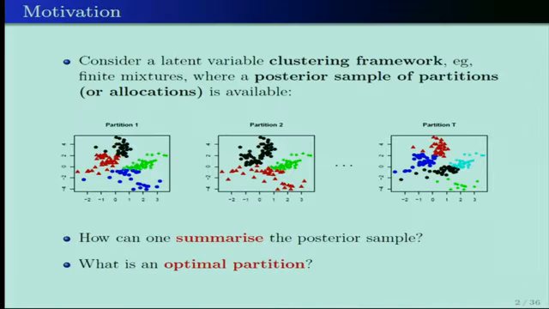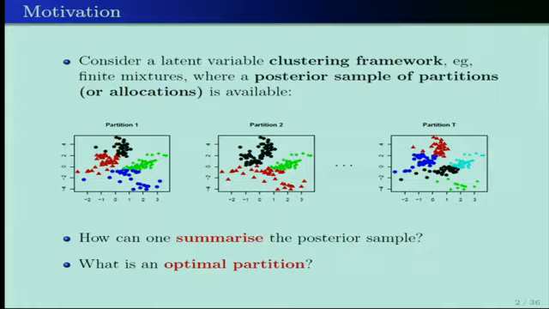Here's a kind of cartoon picture to show you what we're trying to do. We're considering a latent variable clustering framework, so it might be finite mixtures, it could be stochastic block modeling, etc., where we get a posterior sample of partitions or allocations or memberships. What we want to do is somehow summarize the set of partitions that we get, and ask the question, what is an optimal partition in this kind of setting?